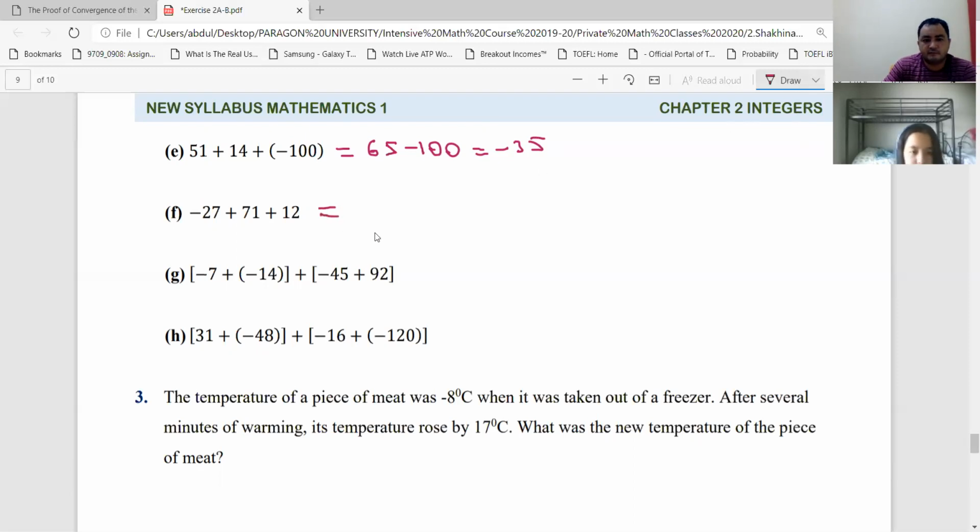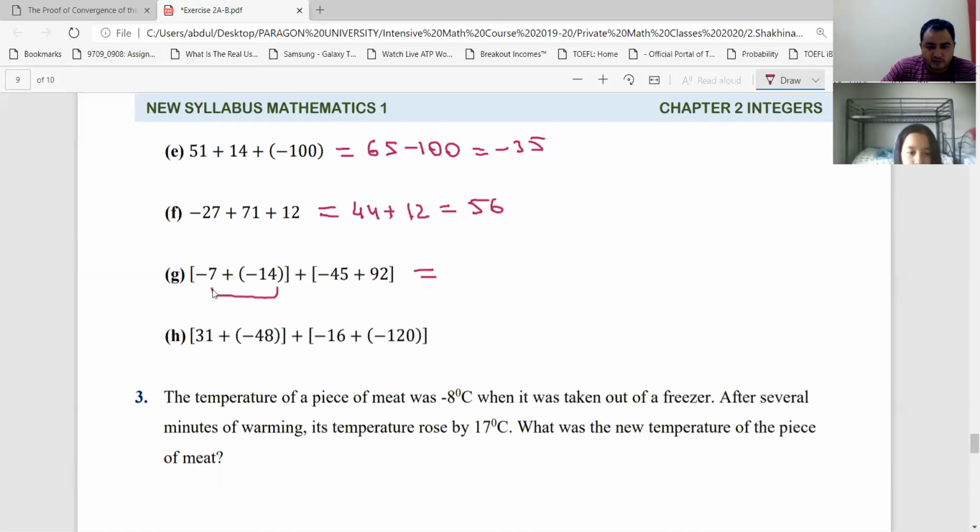37 plus 71, okay. So that is 27 plus 71? That is 44, right? 44 plus 12. That is 4 plus 12. That's 56. Okay, good. So now we have also 3 steps.